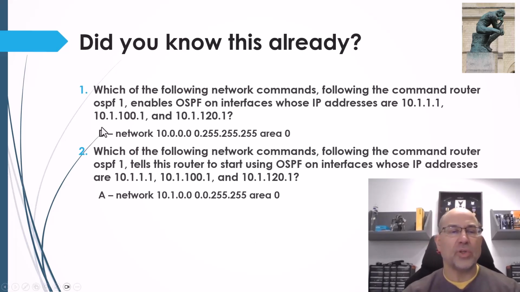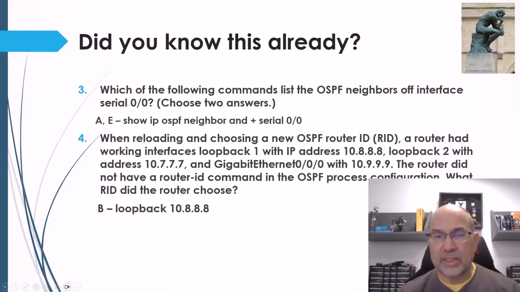So the answer to question 1 was 10.0.0.0, and then the wildcard mask was 0.255.255.255, which would capture all of these because it doesn't matter what went on in the last 3 octets. This is as opposed to the answers that began with 10.1, and so we needed a different wildcard mask. Which of the following commands list the OSPF neighbors off interface serial 0?